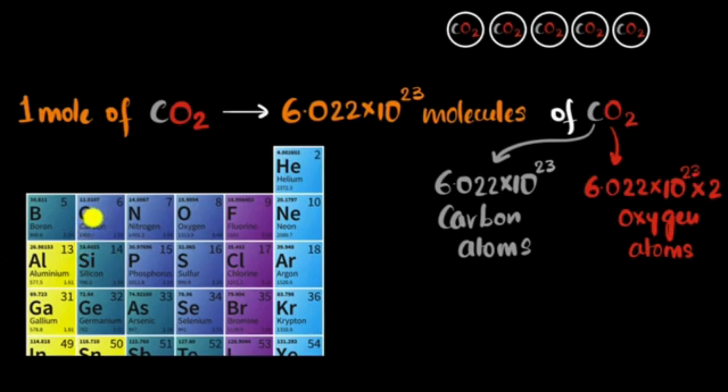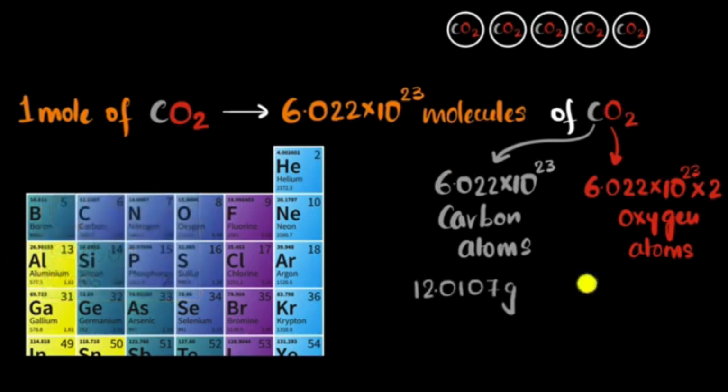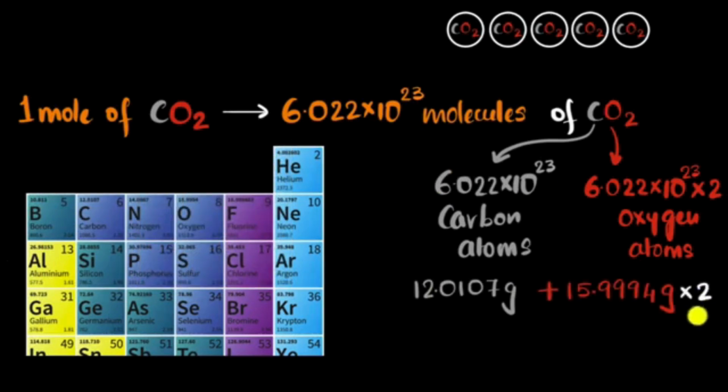And I can now look at the periodic table to find the mass of 1 mole of carbon. It's 12.0107 grams. And for oxygen, it would be 15.9994 grams. That would be the mass of 1 mole of oxygen. But then we have to multiply it by 2 because over here we have 2 moles. Simplifying this will give me the molar mass of carbon dioxide.